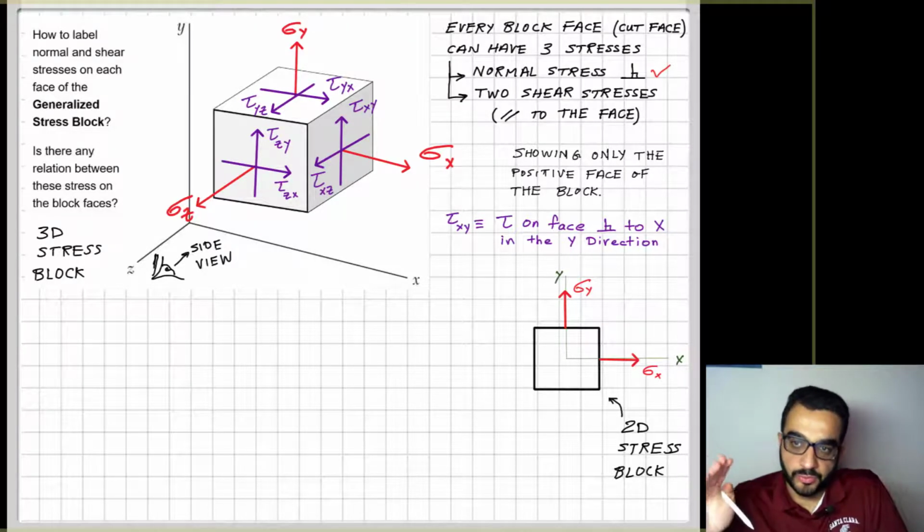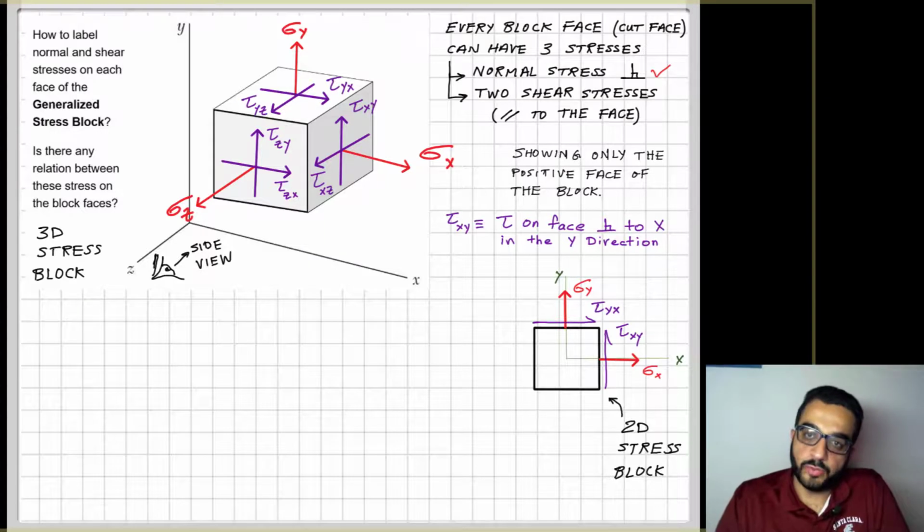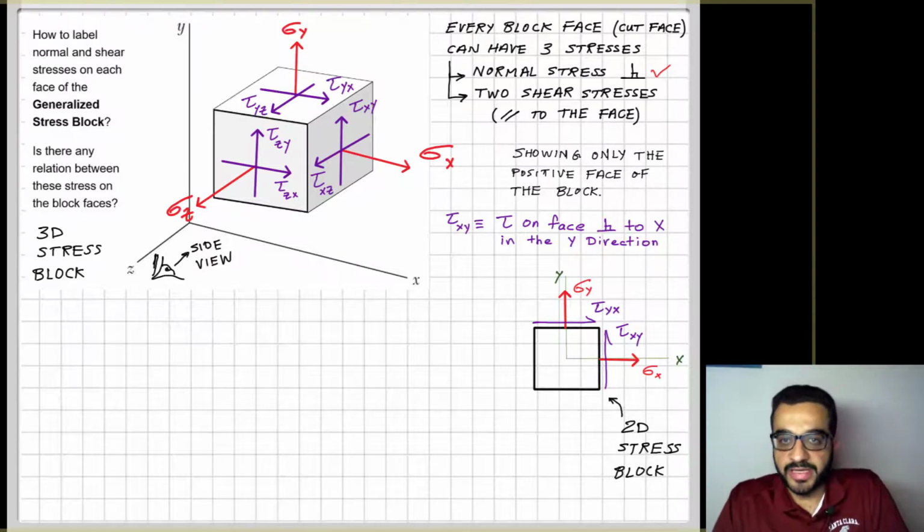Now, if I project these shear stresses from the 3D onto the 2D block I have, I will see only two of them acting within this plane of projection, because my side view here is only showing the X and Y plane of stresses.